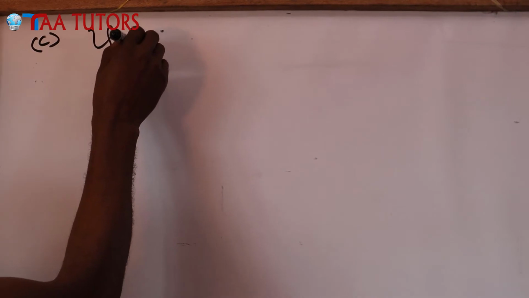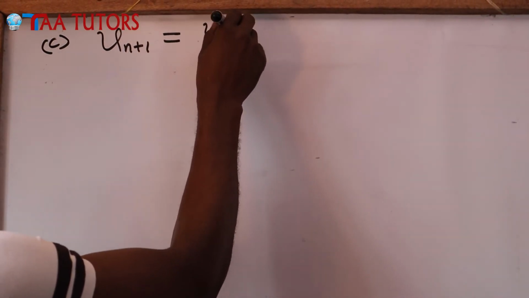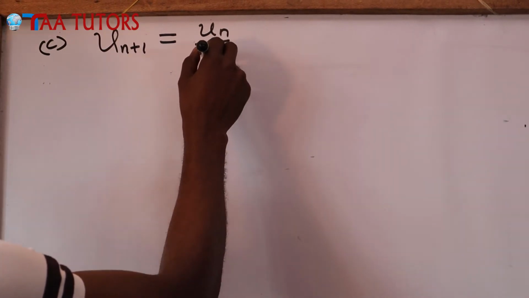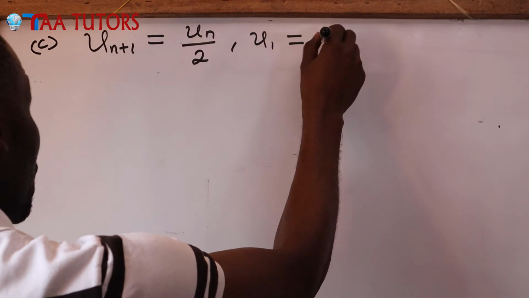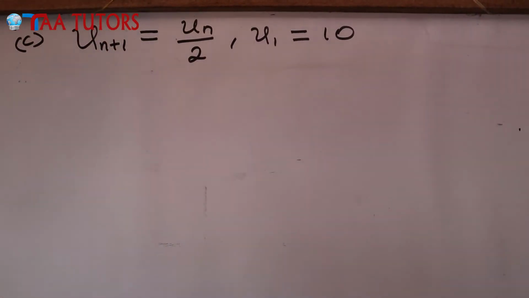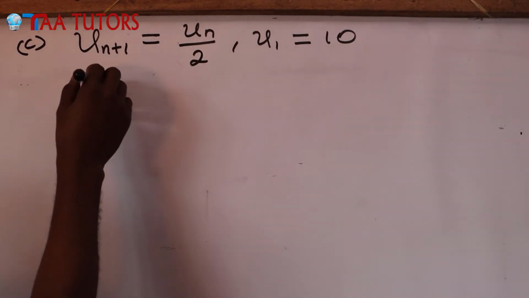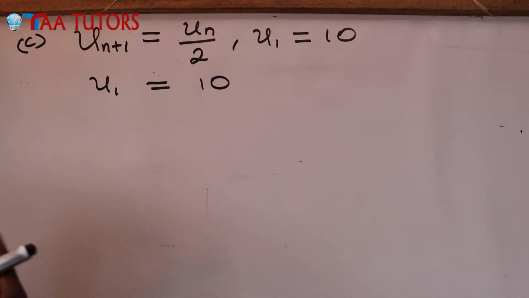The next one is un plus 1 equals un over 2, and u1 equals 10. So that's what we have. Now you realize that u1 is given to us as 10. That's the first term. The second term, that is u2, will be u1 divided by 2.